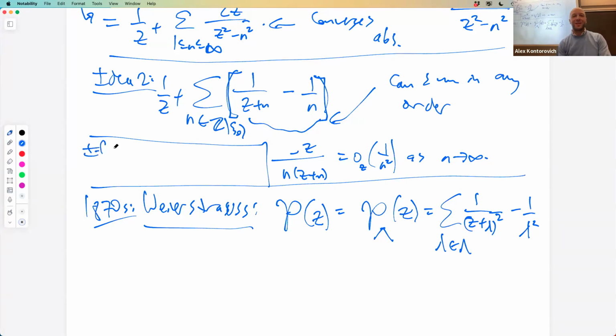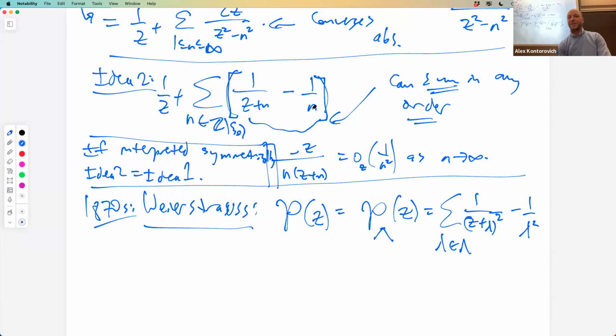So if interpreted symmetrically, if you want to worry about the order in which you sum things, if interpreted symmetrically as opposed to arbitrarily, idea two is equal to idea one. You've added and subtracted the same terms at any finite amount. But the beauty of idea two is that you can stop worrying about the order of summation. Does that make sense? And so that's what Weierstrass pursues.